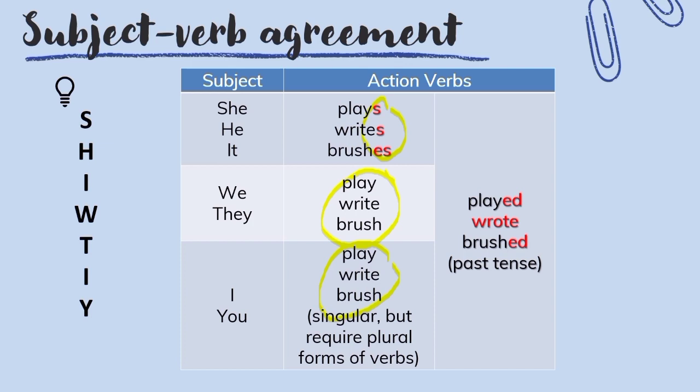If you are writing sentences in past tense, then you need to change the verbs to ed. You need to add ed. For example, play, played. And write, you change to wrote because it is an irregular verb. And brush to brushed.